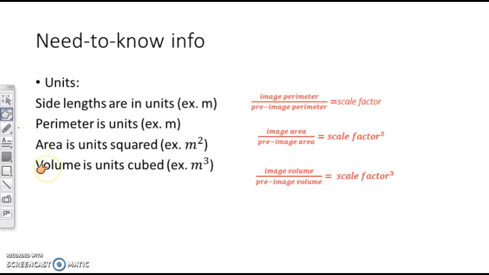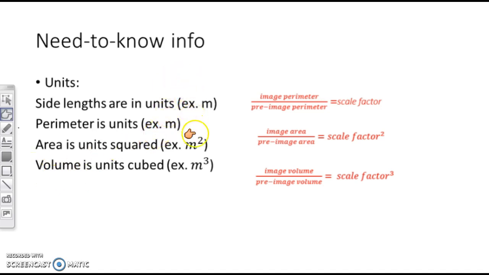Area is when your units change. If you multiply base times height, your units are going to become units squared. And then for volume, it's going to be units cubed. It's kind of cool that even in the word, a square is a two-dimensional figure. That's when you find area. And a cube is a three-dimensional figure, and that's when you're finding volume.